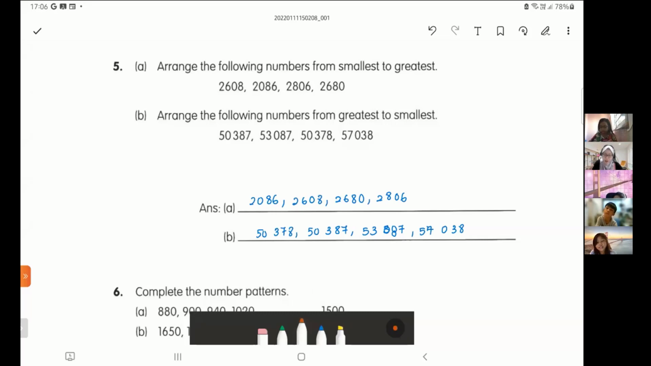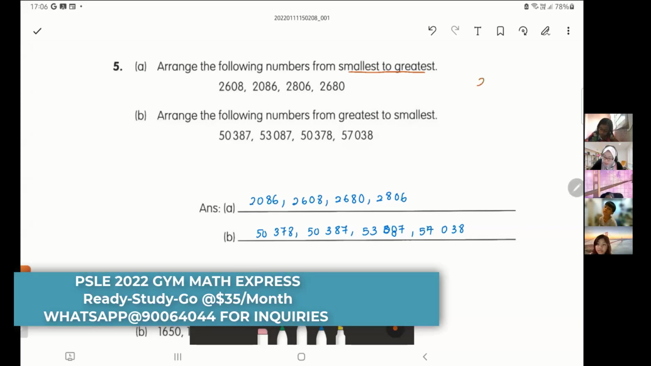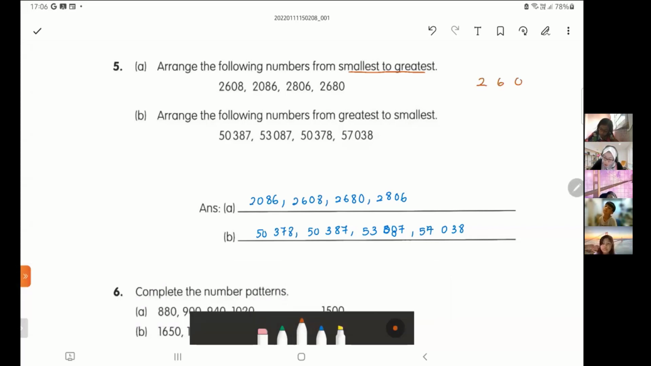A. Arrange the following numbers from the smallest to the greatest. How do we compare numbers like that? The numbers are given in one line this way, horizontally, right? So we are going to put it vertically this way. Easier to see. Okay, how do I do that? I just stack it up: 2608, 2806, 2680, like this.